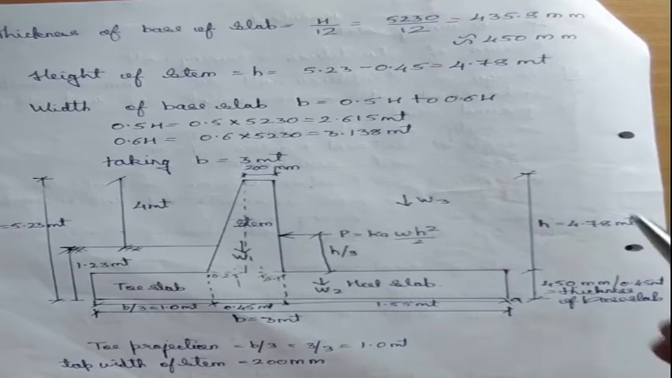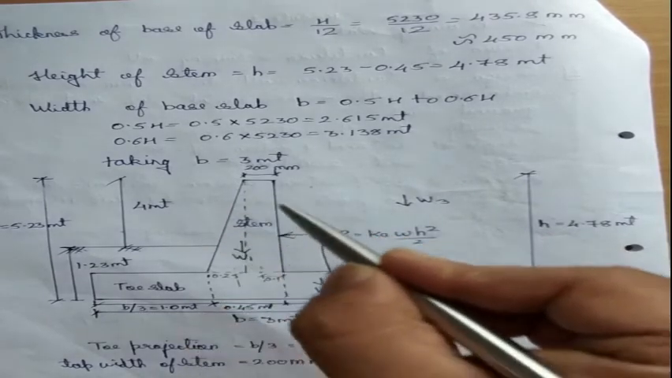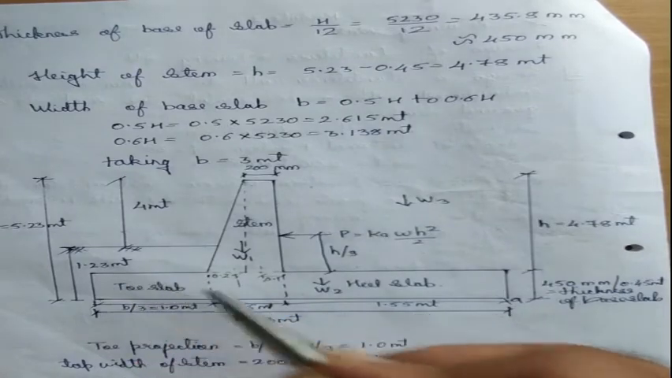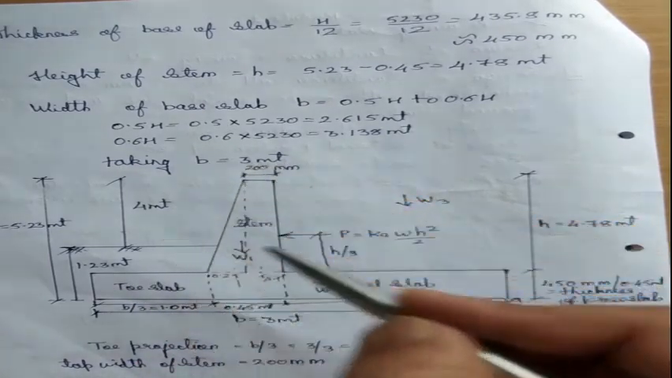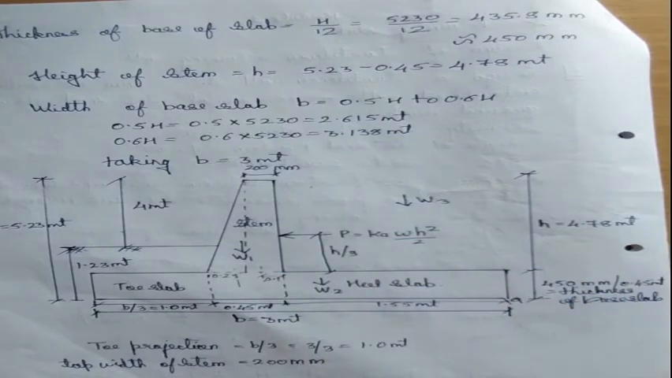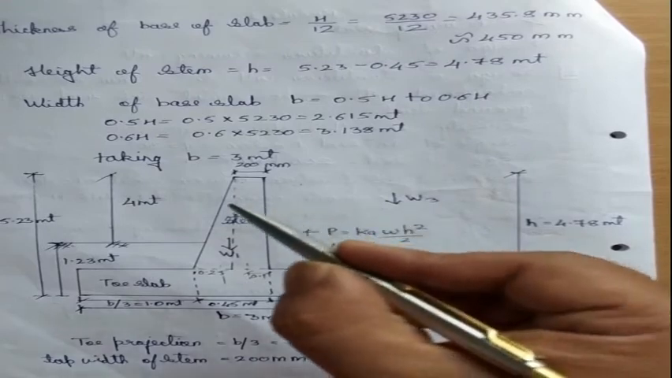Okay. Now, let us start designing. We have 3 components to design here. One is the stem portion, one is the toe portion, one is the heel portion. So, let us start designing each component one by one. You can design any component, the sequence may vary. So, let us start with the design of the stem.